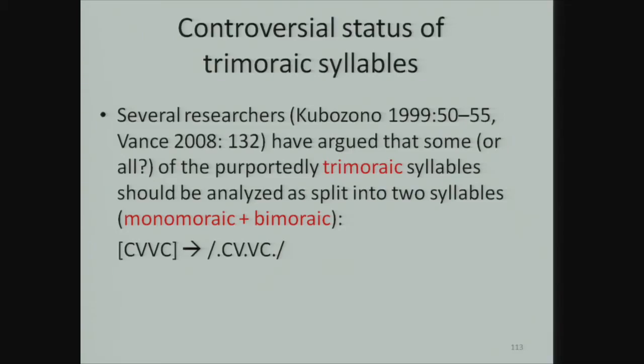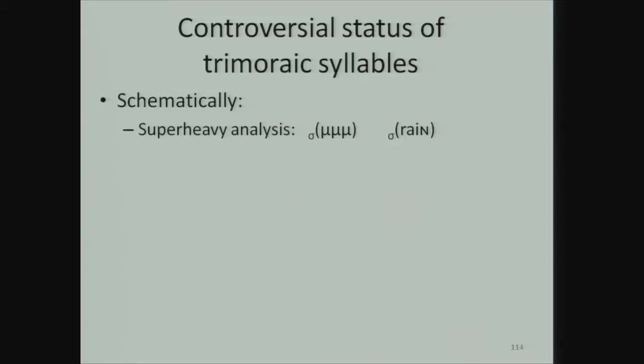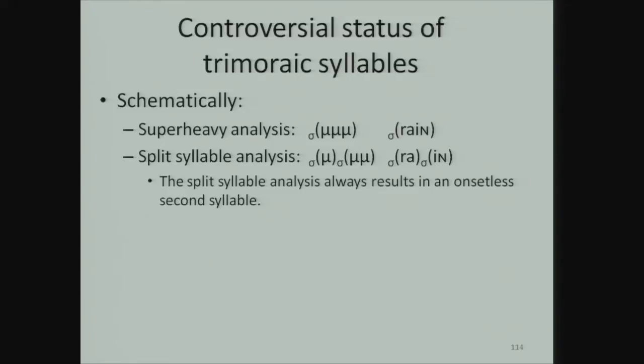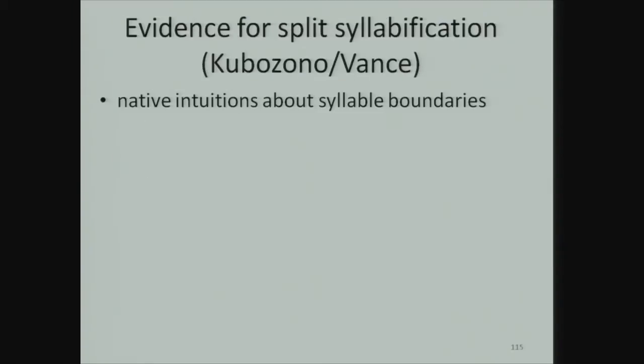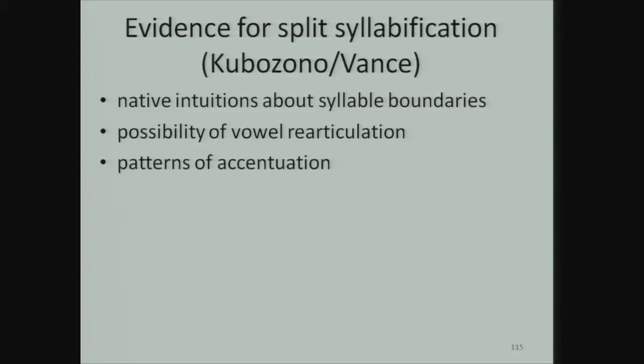These trimoraic syllables, even though quite abundant as we saw, have had a controversial status. Several researchers like Kubozono and Vance have argued that some or all of these trimoraic syllables should be analyzed as split into two syllables, namely a monomoraic syllable and a bimoraic syllable, as shown there. So schematically, a syllable that looks like a super heavy, like rain, should be split, is the argument, namely into ra and in. Now, the split syllable analysis, therefore, always results in an onsetless second syllable. Okay. And what's the evidence for such split syllabification? Well, native intuitions about syllable boundaries, possibility of vowel articulation in slow speech, and patterns of accentuation. And the patterns of accentuation is what I would like to focus on.